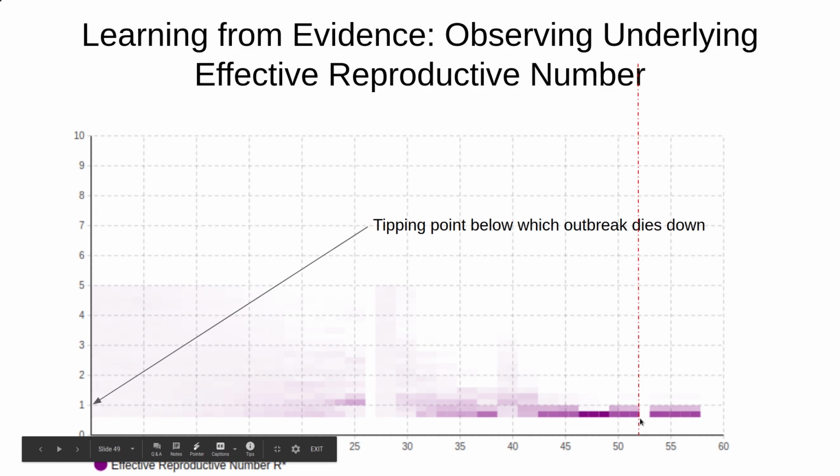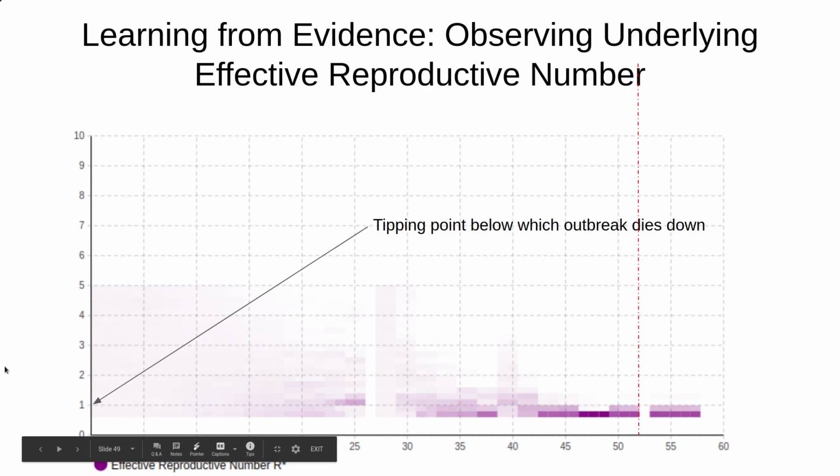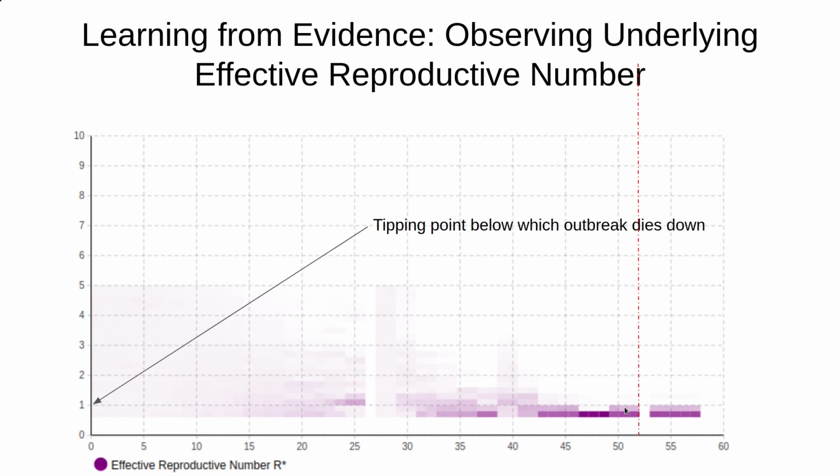And if you follow that line, it will be a distribution along that line, indicating what the likely effective reproductive number was at that time. In this case, it's around time 52. So this is telling us it's probably closer to 0.8, but it could be as high as 1 up here. This is of great interest to our authorities because if it's greater than 1, we're in trouble. The outbreak will likely be spreading.